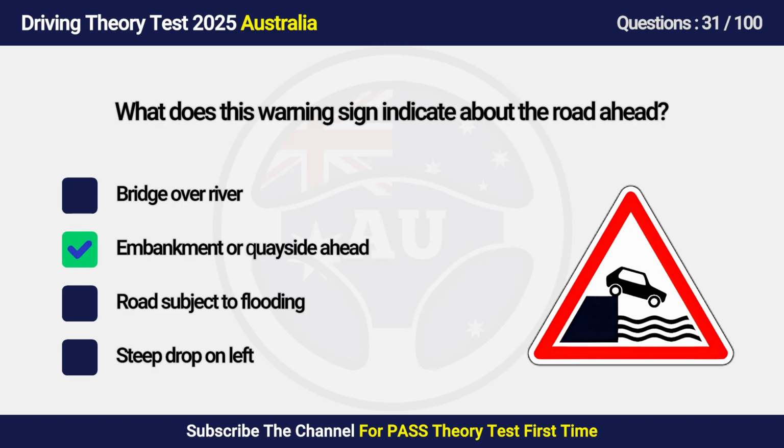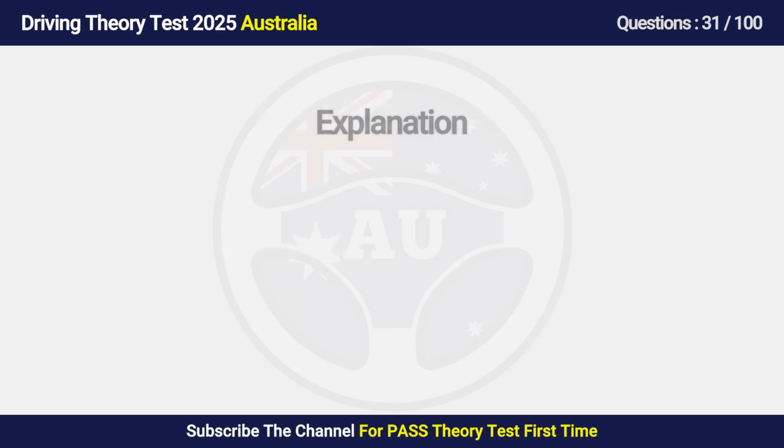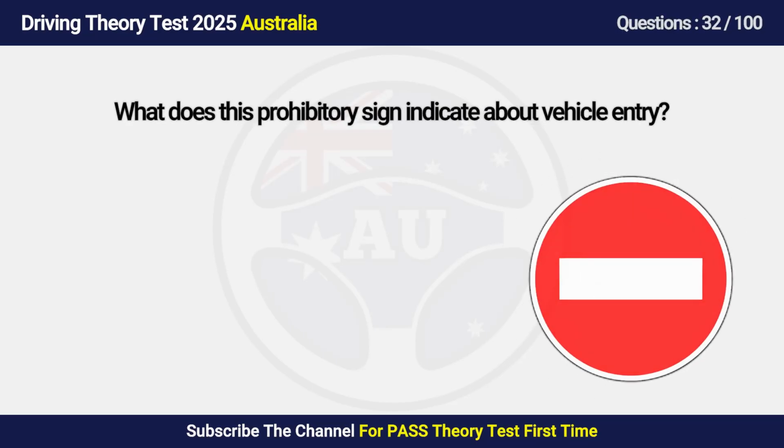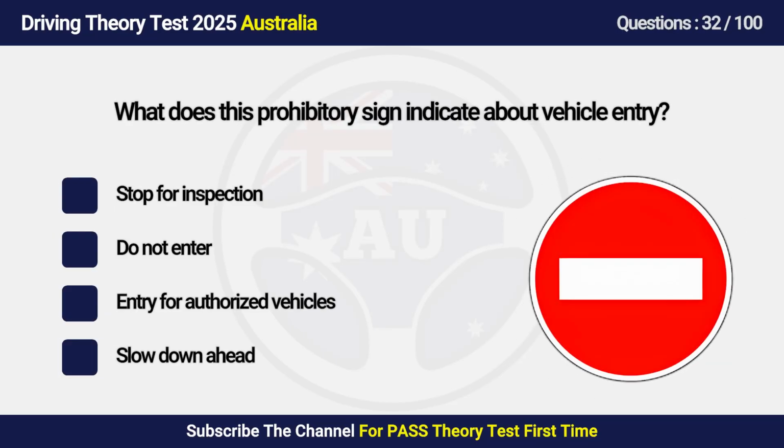Answer is B. Embankment or quayside ahead. This warning sign indicates that the road is approaching an embankment, quayside, or other edge where there is a significant drop-off. Drive with extra caution. Question 32. What does this prohibitory sign indicate about vehicle entry?